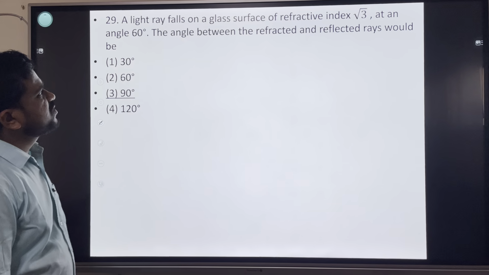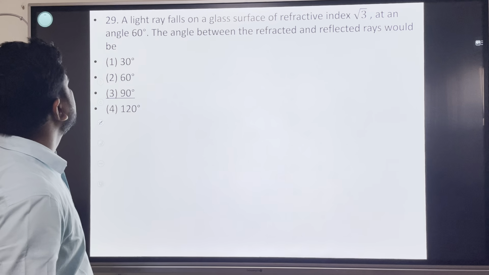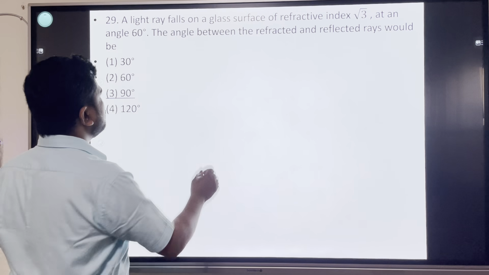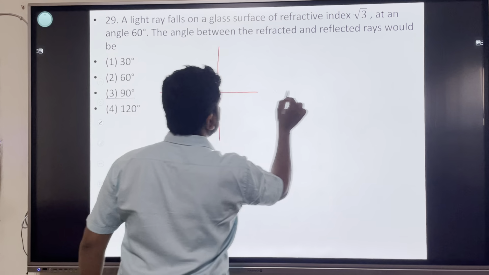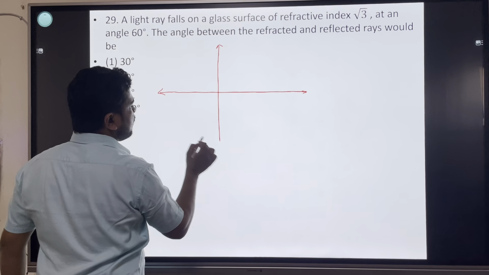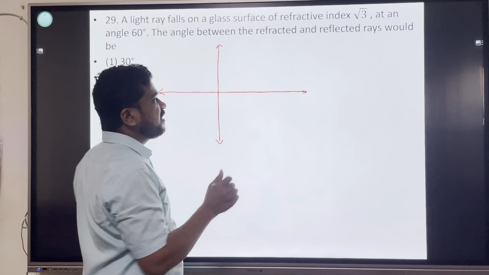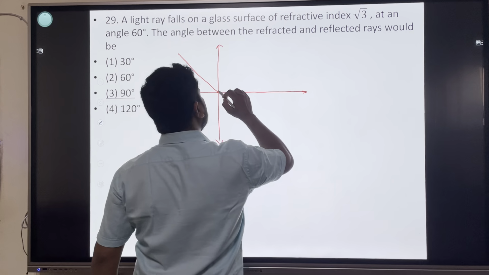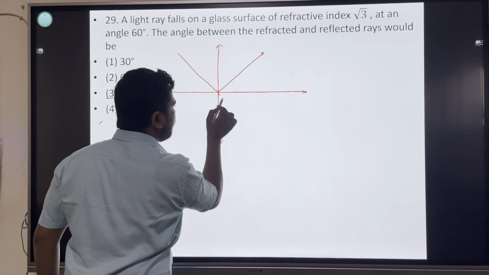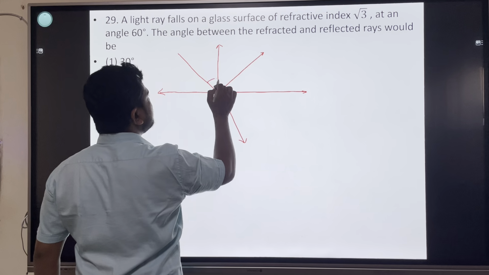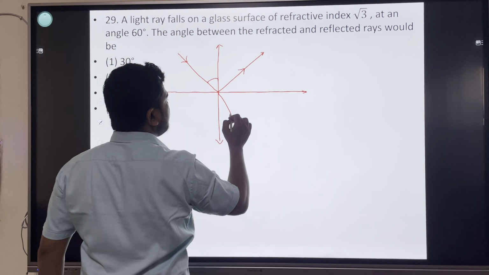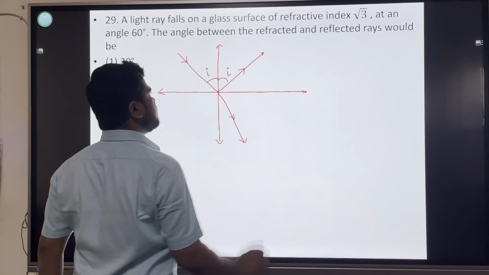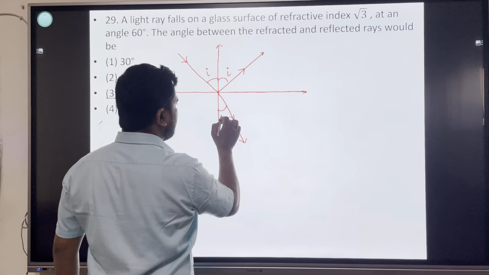Light ray falls on glass surface of refractive index root 3 at an angle of 60 degree. The angle between the refracted and reflected rays would be. We have to find the angle between the reflected and refracted rays. This is the incident ray, reflected ray, refracted ray, incident angle. It is also equal to the incident angle. This is the angle of refraction.